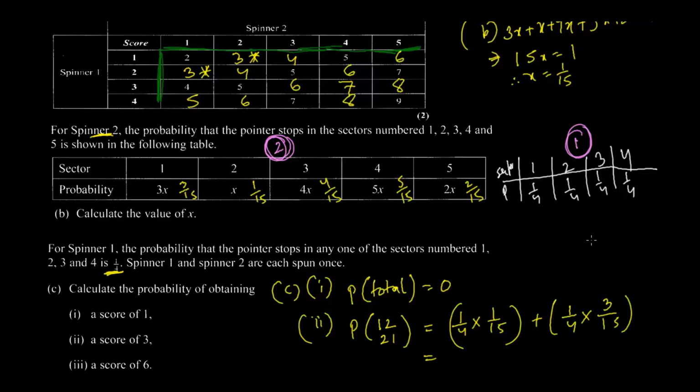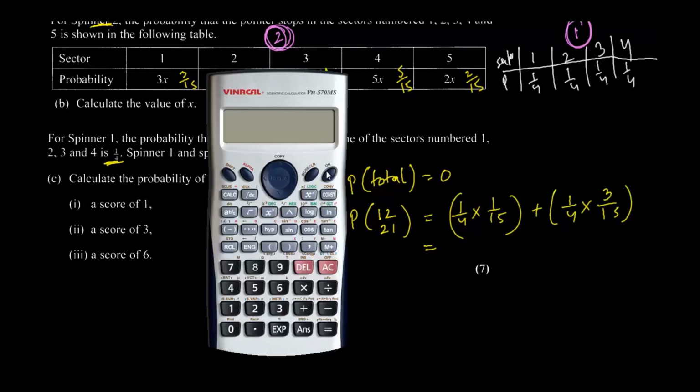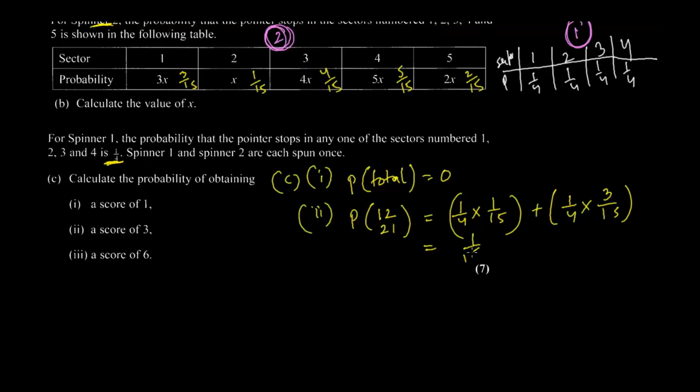So if we calculate this, it turns out to be 1 by 4 multiplied by 1 by 15 plus 1 by 4 multiplied by 3 by 15, and the probability turns out to be 1 by 15. So that's it, that's the probability, 1 by 15.